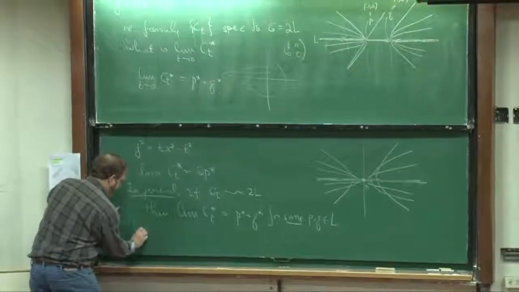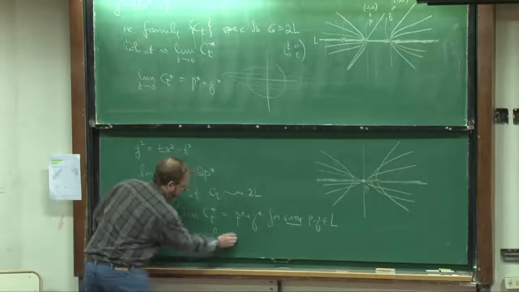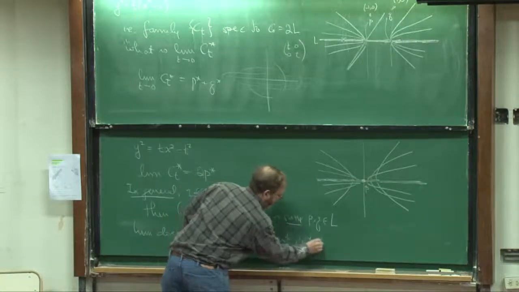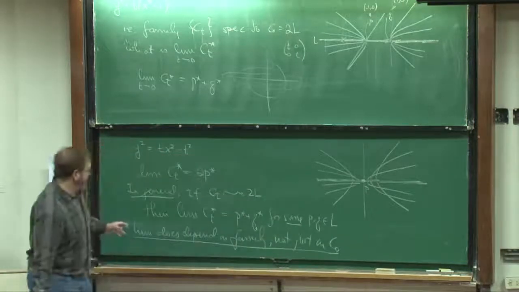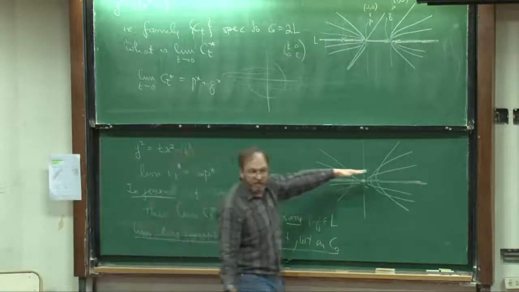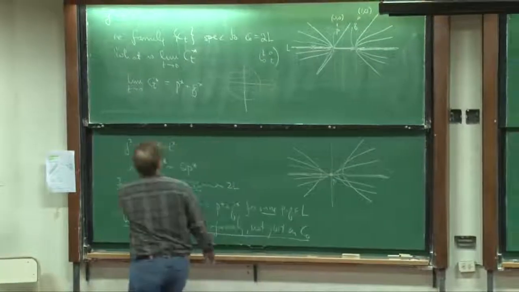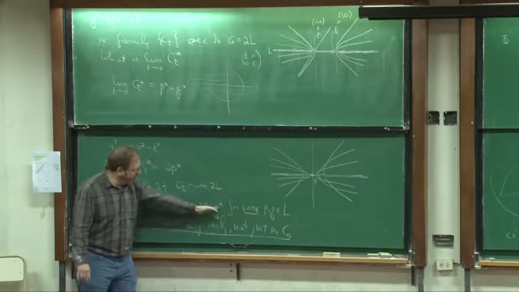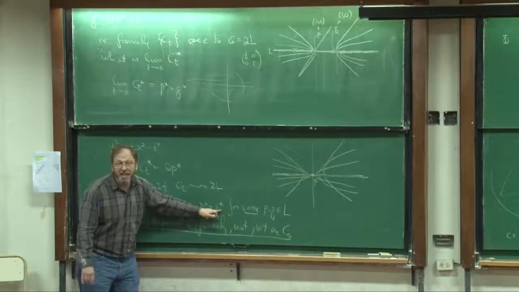In this case, the limit does depend on the family, and not just on C naught. Again, that is the crucial point here, and it's illustrated right here with these 2 families. These 2 families both have as limits the double of the horizontal line through the origin, but the limit of the duals is different in the 2 cases. And in fact, what we see is that we have many different possible limits for the duals. They correspond exactly to divisors of degree 2 on the line L.